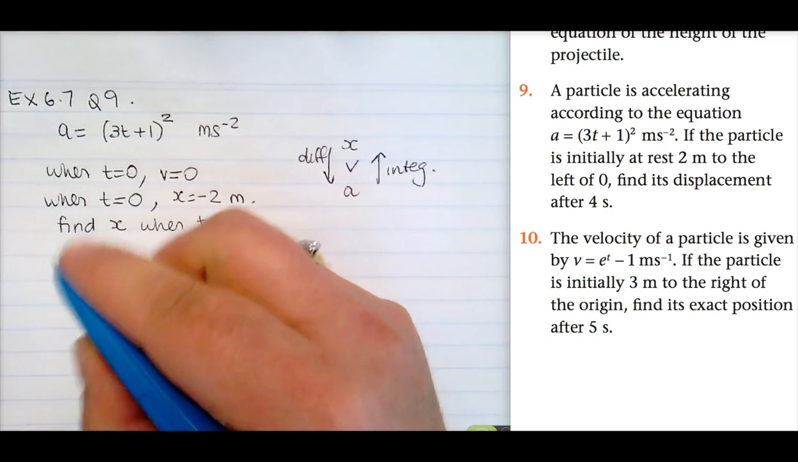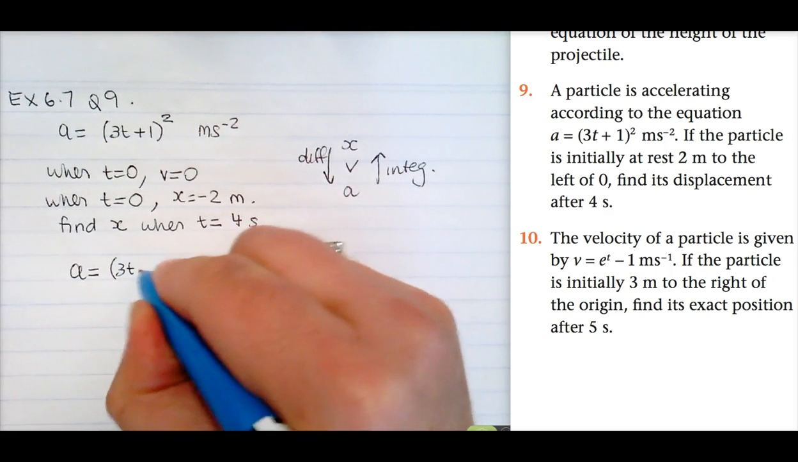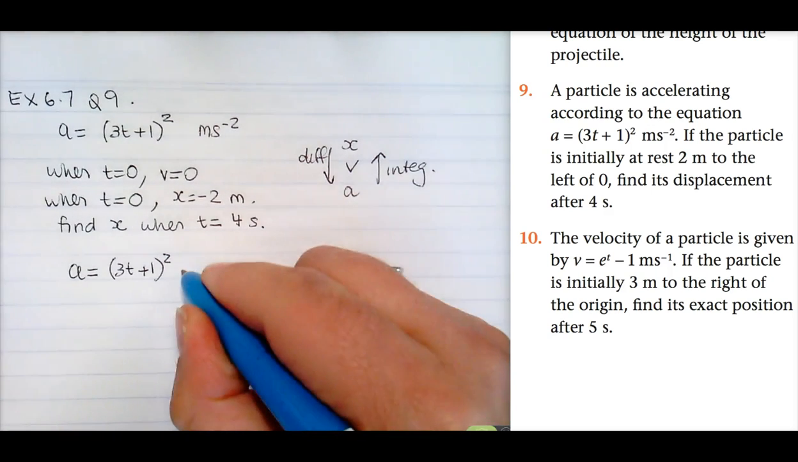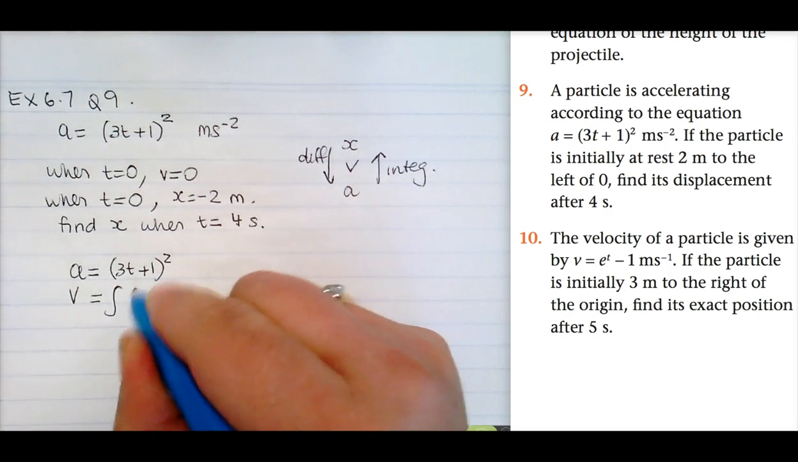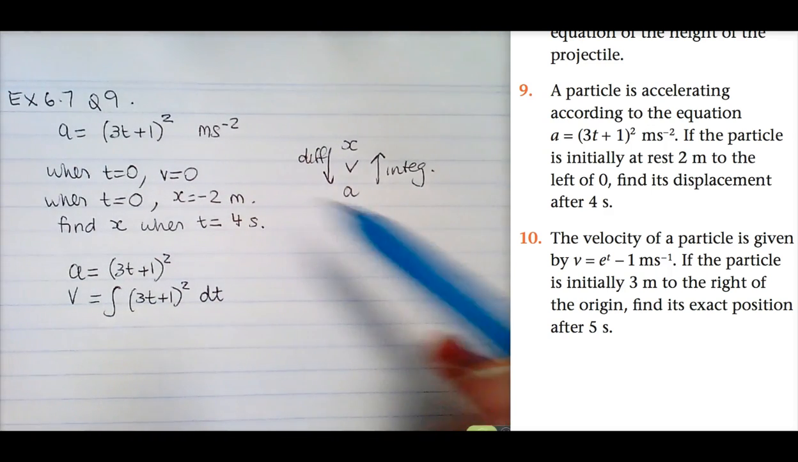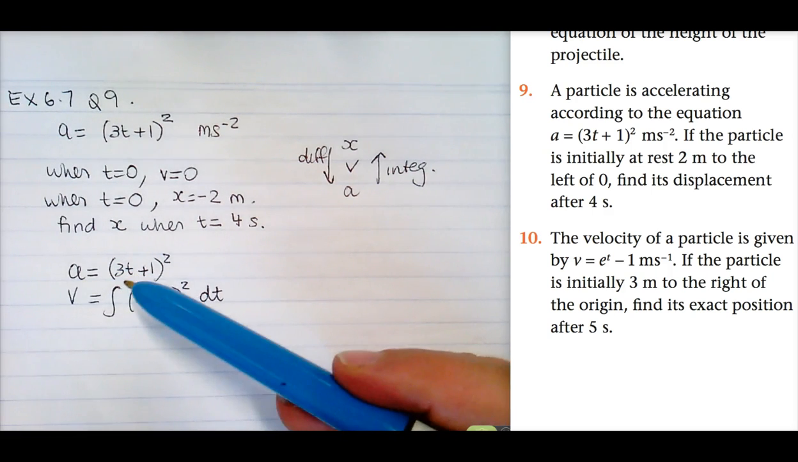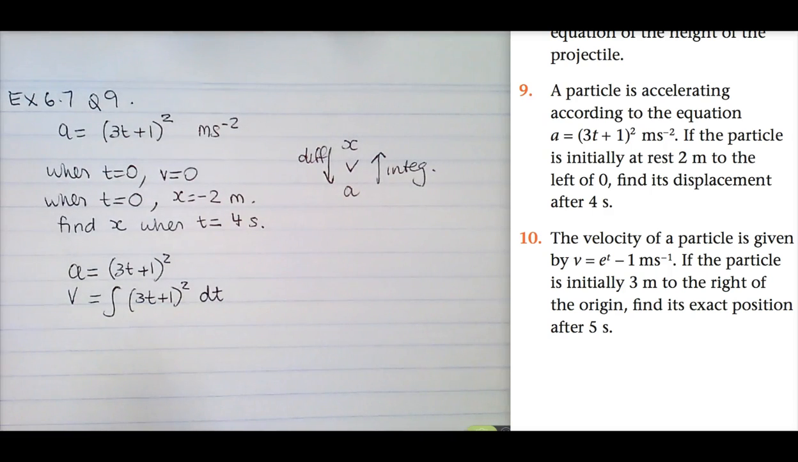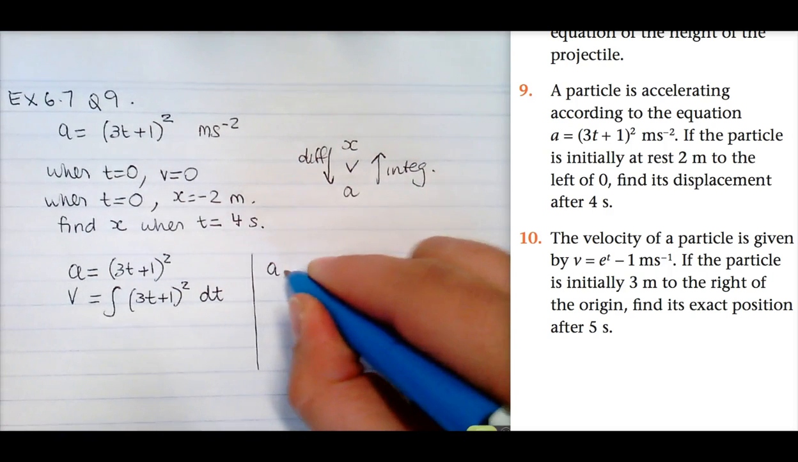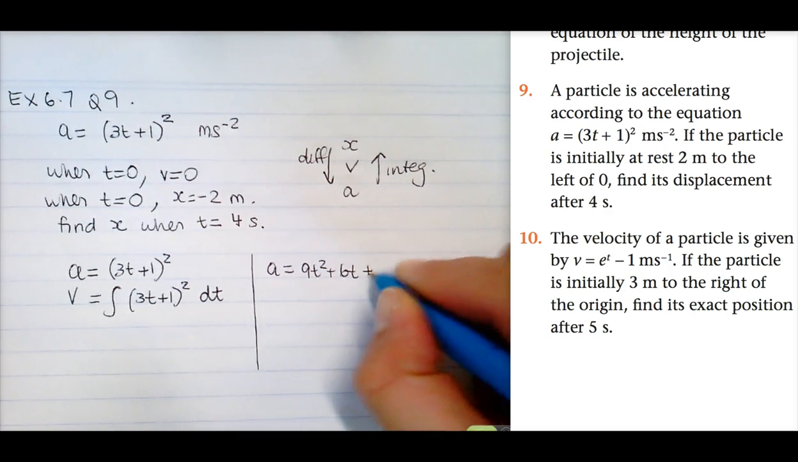So what do you think this question involves, integration or differentiation? Do you remember how to integrate (3t plus 1) squared correctly? If you don't know how to do it correctly, what would you do? Expand it. What would you get? 9t squared plus 6t plus 1. Probably easier to do it. Do you want to expand it? No. All right. For those that do, I'm doing it over here. A is 9t squared plus 6t plus 1.